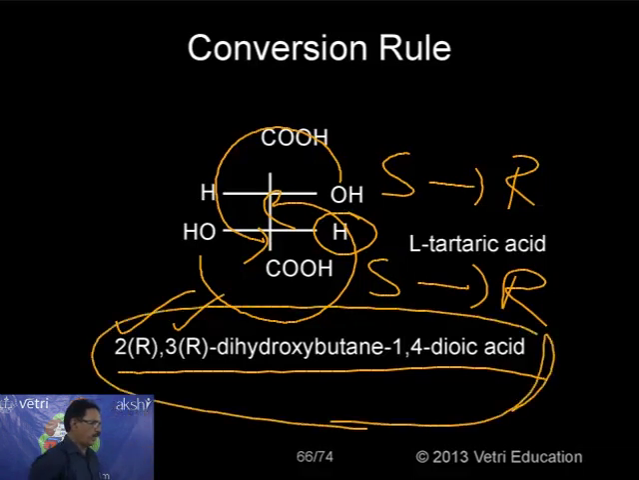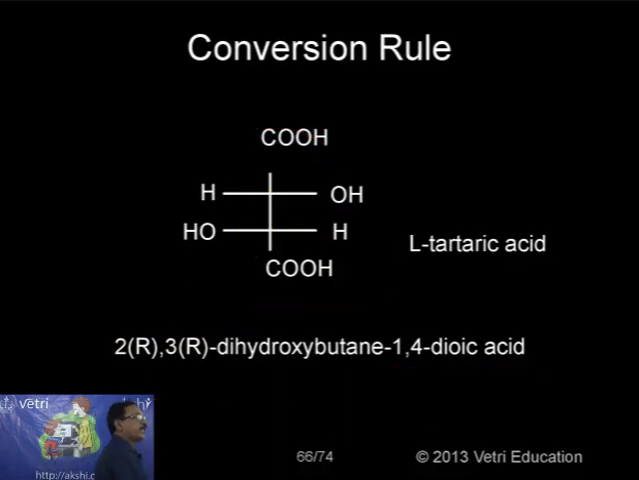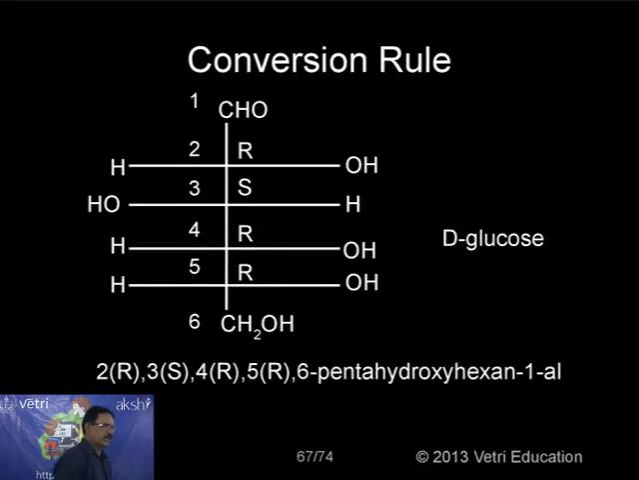This is the way we have to give the R or S configuration. Only if you assign the R or S configuration can you give the systematic IUPAC name for any optically active compound. Otherwise, it's not at all possible. Finally, I will conclude with this example.